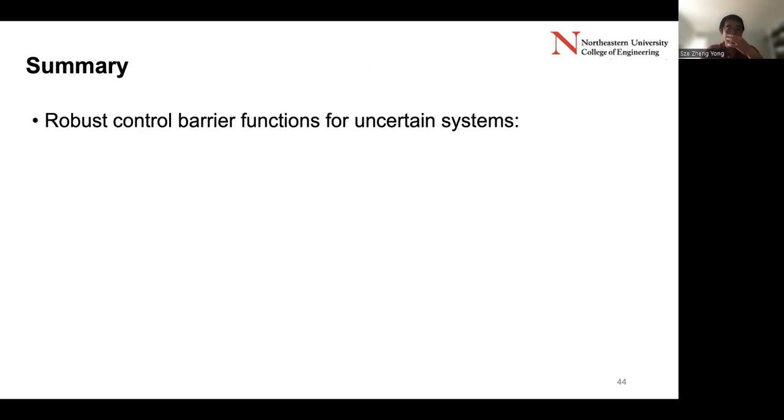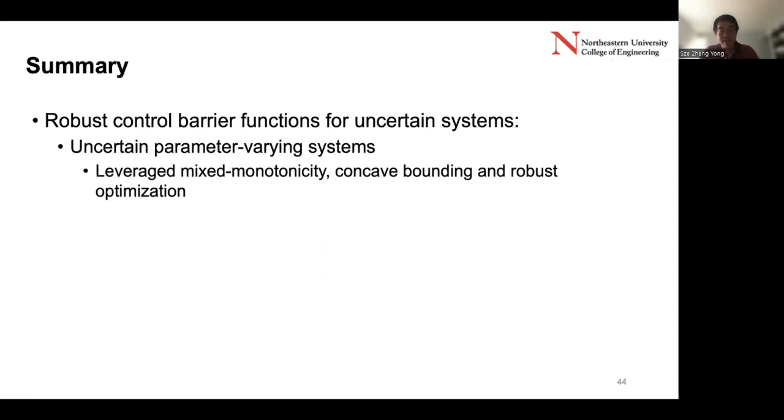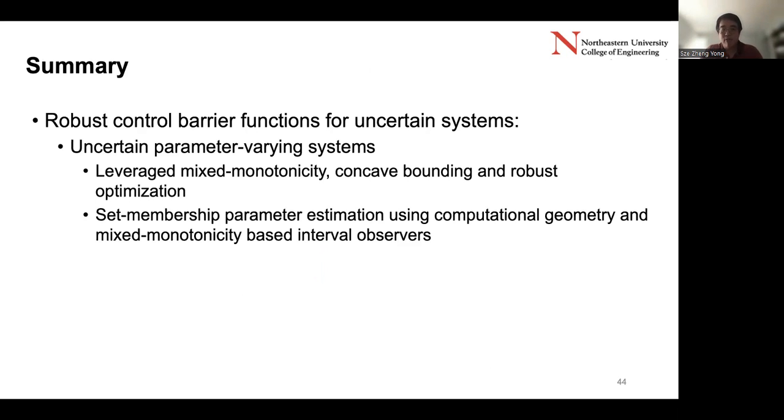So just to summarize, we talked about robust control barrier functions for uncertain systems. Specifically, we consider uncertain parameter varying systems, so time varying systems. We use mixed monotonicity. We use concave bounding or robust optimization. We also have set membership parameter estimation to shrink the set of uncertainties that we need to be robust to, and we can again use mixed monotonicity based interval observers or some computational geometry tools to do that.